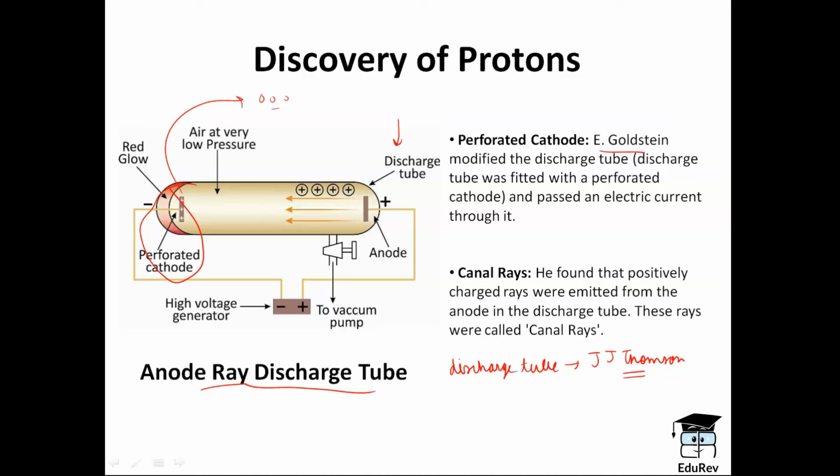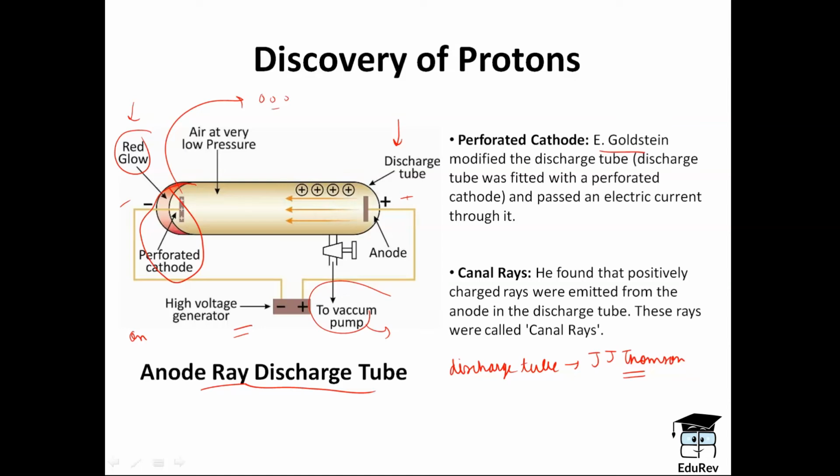Again, the discharge tube was connected to two electrodes, one negatively charged and one positively charged. The discharge tube was connected to a vacuum pump whose role was to maintain a low pressure. It was connected to a high voltage generator, and as soon as it was switched on, he was baffled to see a result. He was baffled to see a red glow here, just behind the cathode.